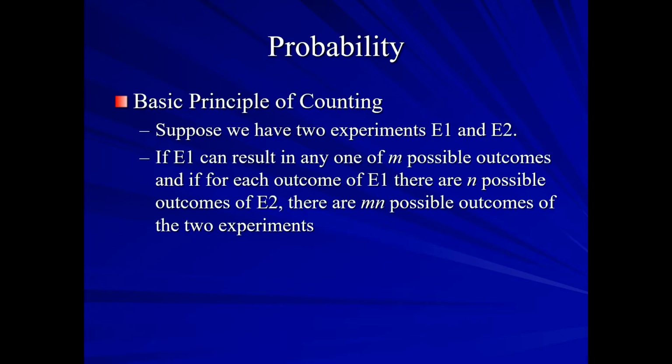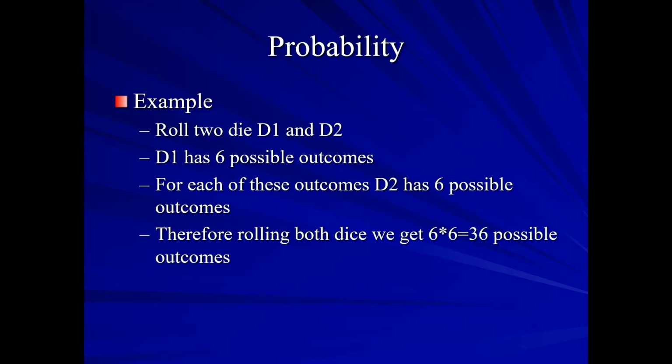counting. The basic principle of counting says that suppose we have, I'll keep it simple, two experiments, E1 and E2. And if E1 can result in any of m possible outcomes, and if for each outcome of E1 there are n possible outcomes of E2, then the basic principle of counting says there are m times n possible outcomes of the two experiments. For example, suppose I have two dice, one red maybe and one blue.